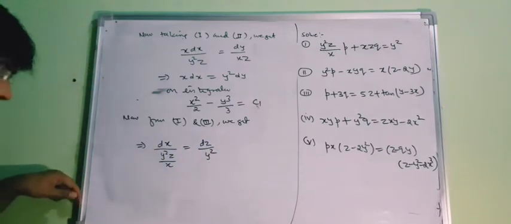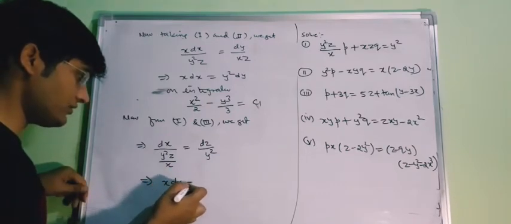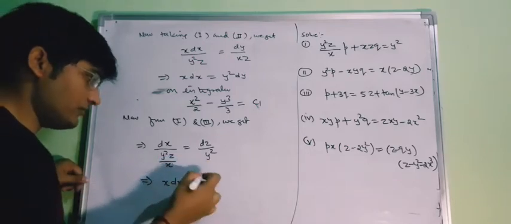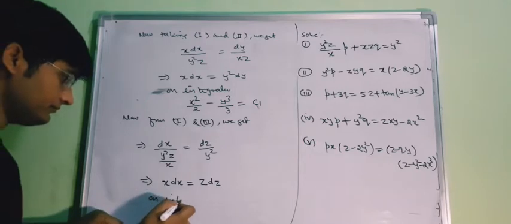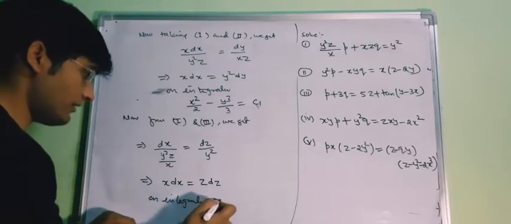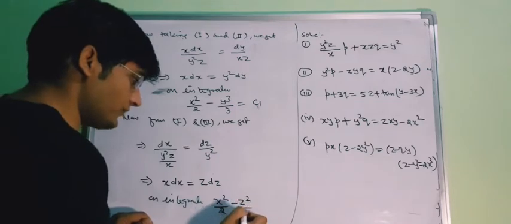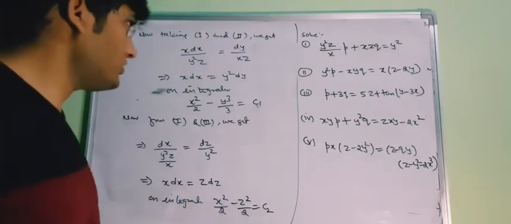So again this x will go in the numerator, so we will get x dx equal to, here the y square and y square will be cancelled and we will get z dz. So on integration we will get x square upon 2 minus z square upon 2 equal to c2. So we have two solutions.